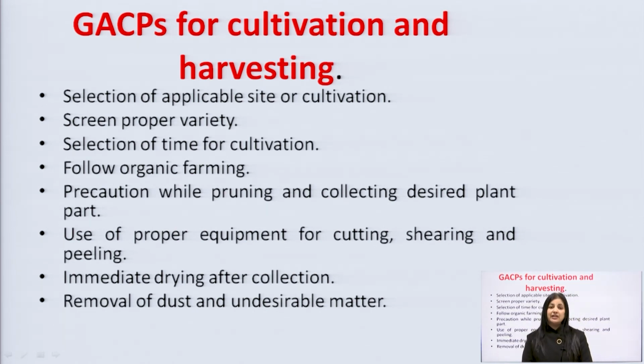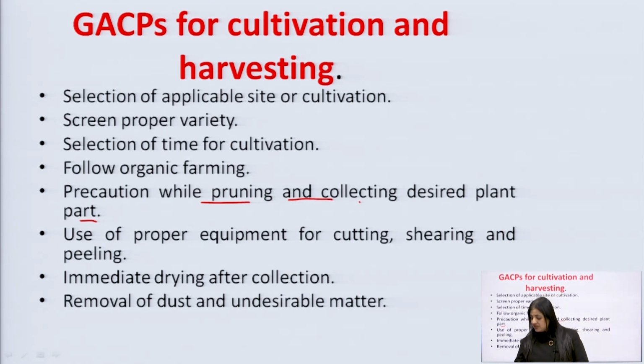First, we have to choose the site where we need to cultivate the plant. Then we have to screen the proper variety for which we are going. We have to select the time of the cultivation. We have to follow organic farming, possibly inhibiting the use of chemicals. We have to take precautions while pruning and collecting the desired plant part. We have to use the proper equipment for cutting, shearing and peeling, and we have to go for the drying immediately after the collection. We have to remove the dust and undesirable matter, that is garbling.